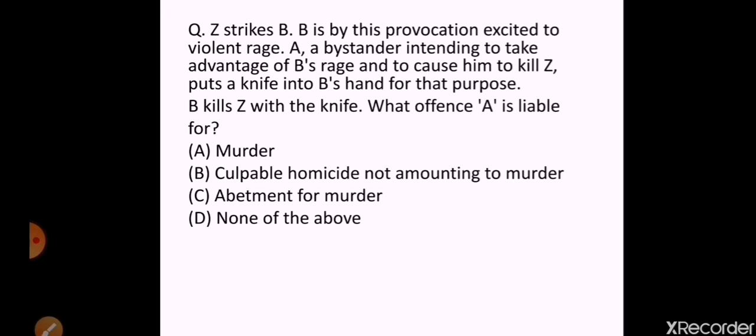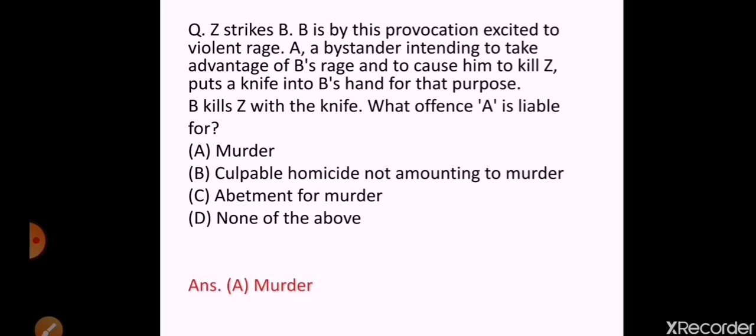Question is, Jet strikes B. B is by this provocation excited to violent rage. A bystander, intending to take advantage of B's rage and to cause him to kill Jet, puts a knife into B's hand for that purpose. B kills Jet with the knife. What offence is A liable for? A. Murder. B. Culpable homicide not amounting to murder. C. Abetment for murder. D. None of the above. The correct answer is option A, that is murder.